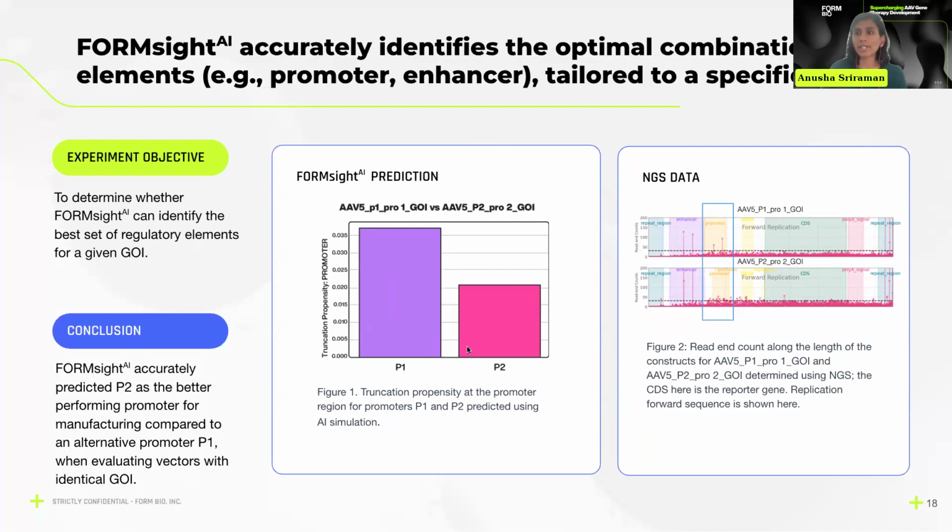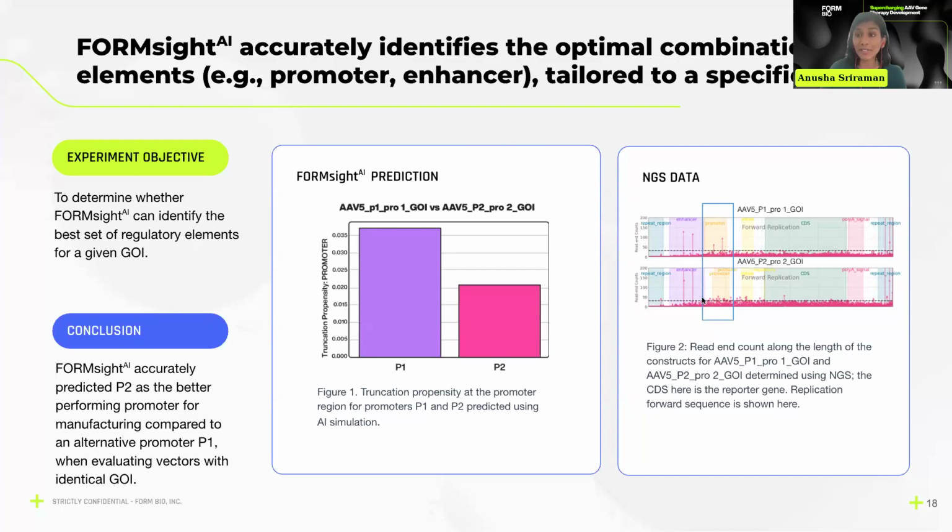So when these constructs were synthesized, packaged, and NGS was run, this is the data that we got. So on the y-axis, we have the read-end counts, and on the x-axis, we have the different vector elements. The way to read this graph is that these peaks that we're seeing indicate that there are a lot of read-ends that are terminating at that particular position.